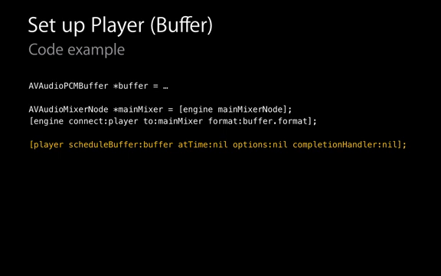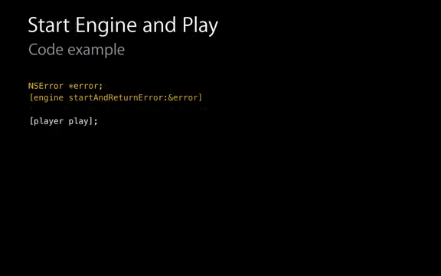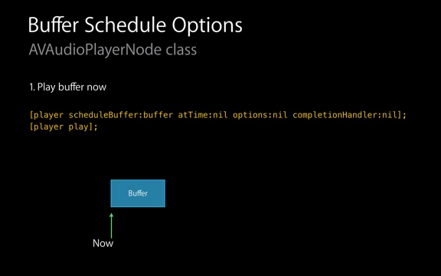But note that we have an additional argument when we are working with buffers, the options argument. We're going to talk about that right after this, but for now I'm going to pass nil, and nil for the completion handler as well. So now that I've scheduled my data on the player, I can go ahead and start the engine. This creates an active render thread, and then I call play on the player. And the player will do the work of reading the data from the file or the buffer and pushing it on the render thread. So let's now talk about the different buffer scheduling options.